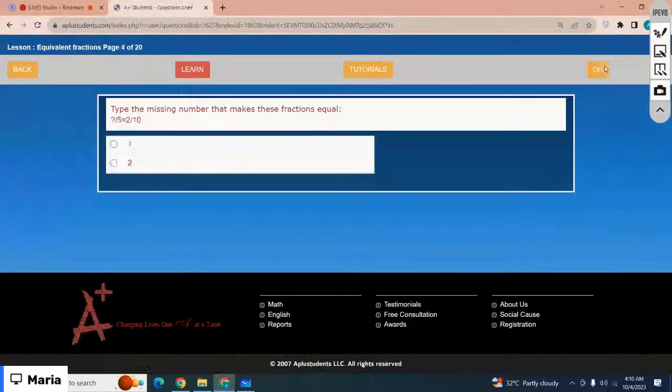Okay, the next one is 2 over 10. Missing number over 5 and 2 over 10. Which is the correct option? The missing number is?